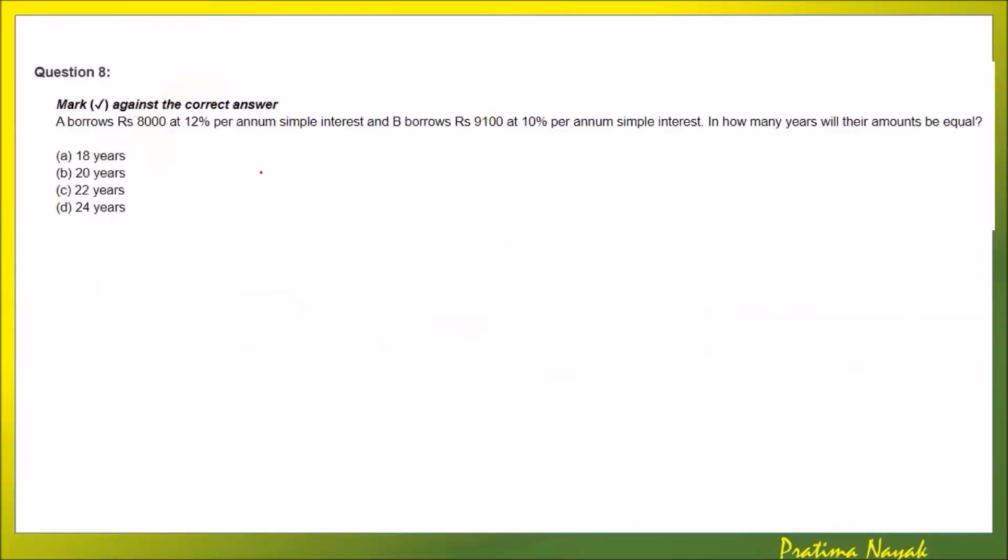Question number 8. A person A borrows rupees 8,000 at 12% per annum simple interest. B borrows 9,100 at 10% per annum simple interest. In how many years will their amounts be equal? The options are 18 years, 20 years, 22 years, 24 years.